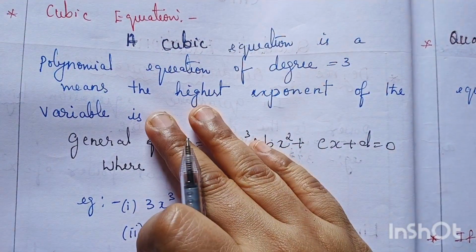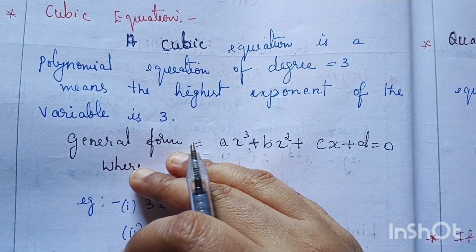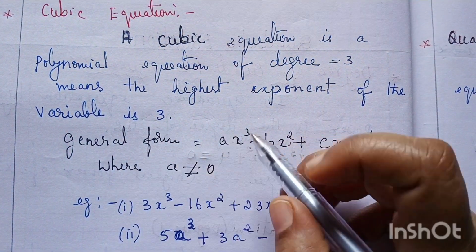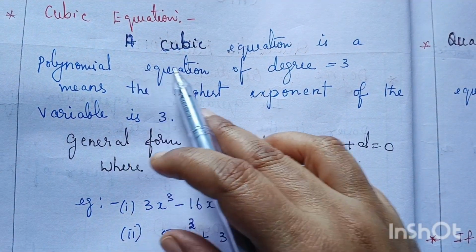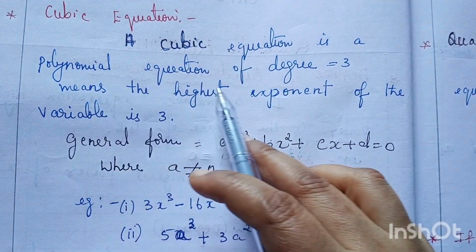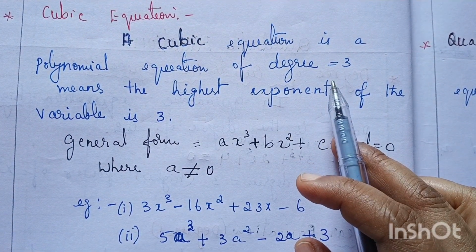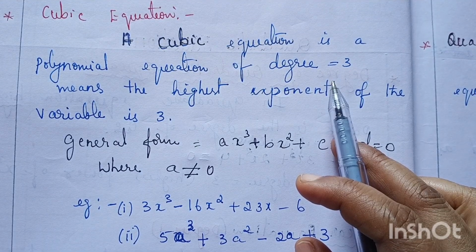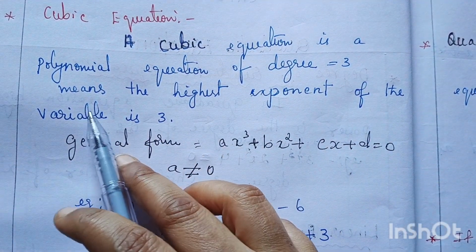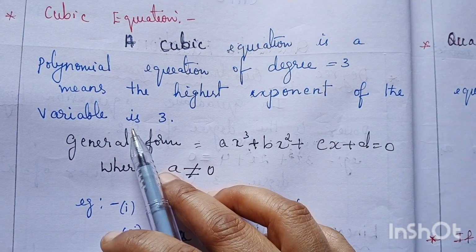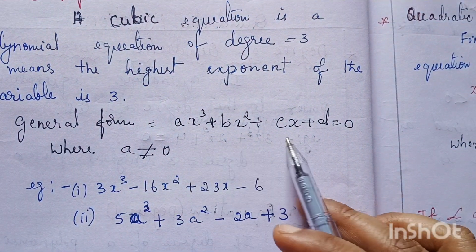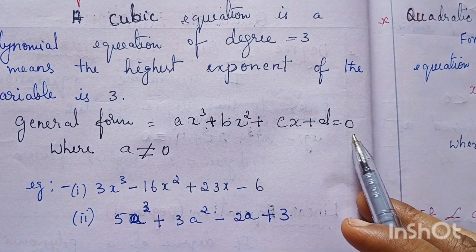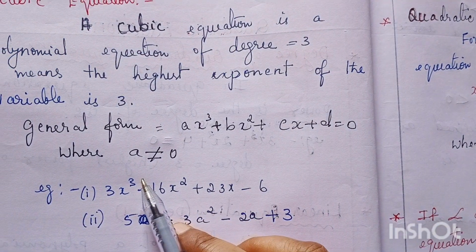Next, what is a cubic equation? This is not our topic, but we learn it for information. A cubic equation is a polynomial with a degree of 3, the highest power is 3. If the degree is 3, then it is a cubic equation, meaning the highest exponent of the variable is 3. The general form is ax cube plus bx square plus cx plus d is equal to 0, where a does not equal 0.